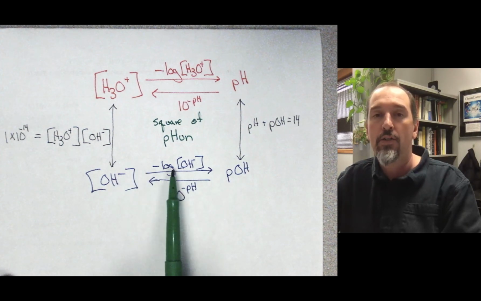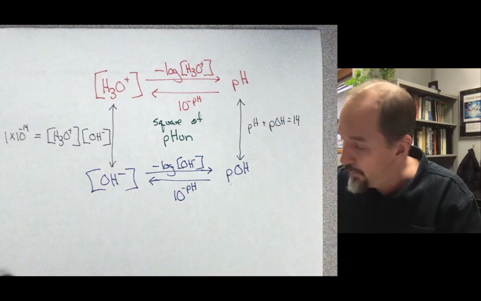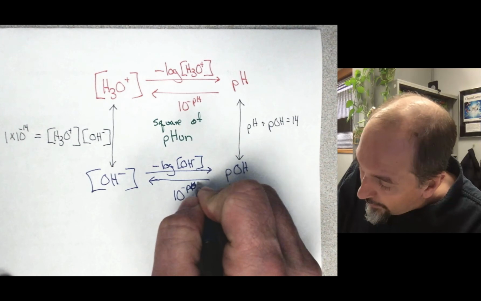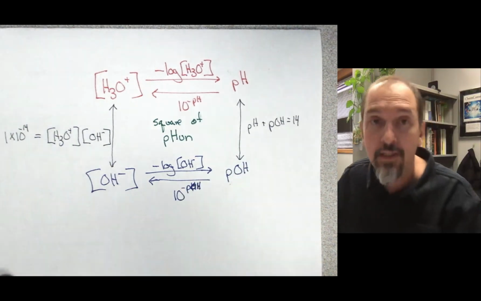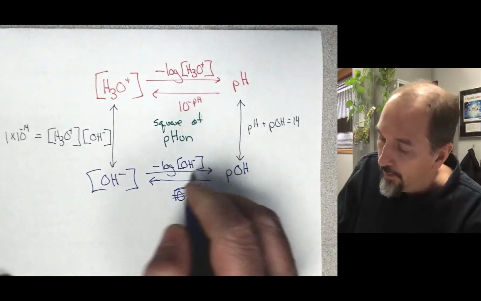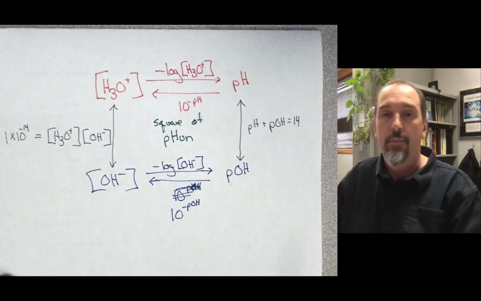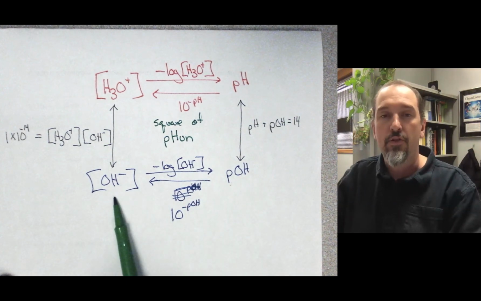Negative log of the OH concentration gives us pOH. 10 to the negative, sorry, this should be pOH. 10 to the negative pOH. Let's just rewrite this whole thing. 10 to the negative pOH gives us the OH concentration.